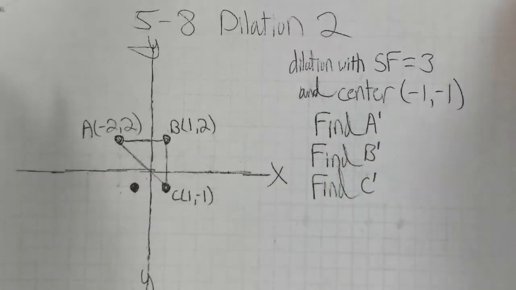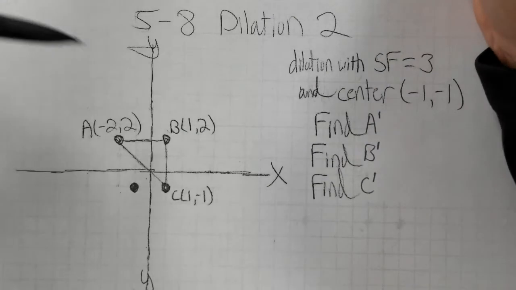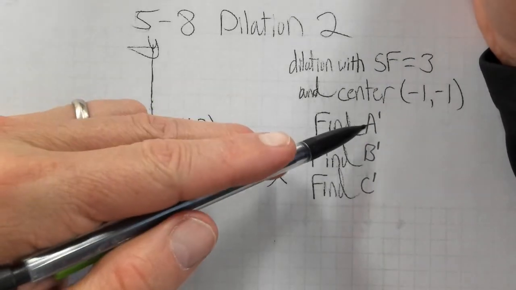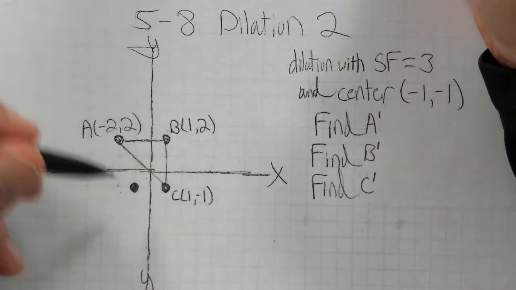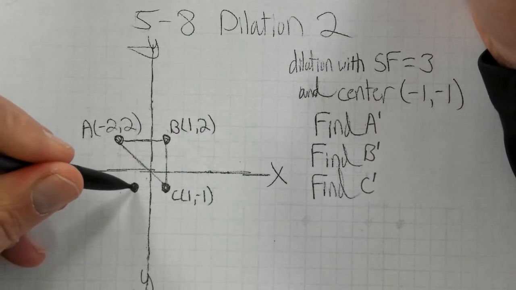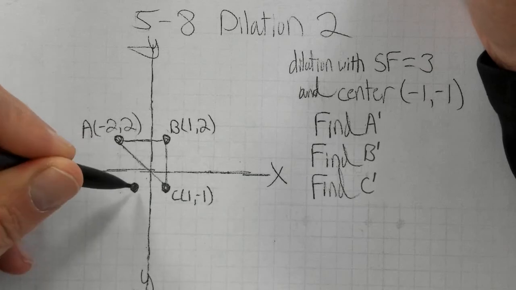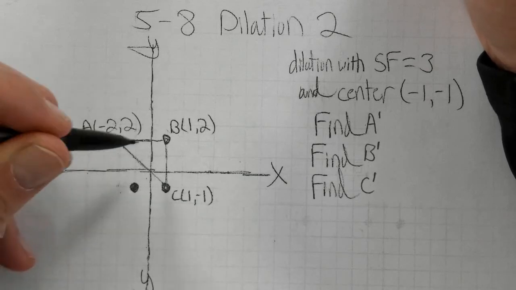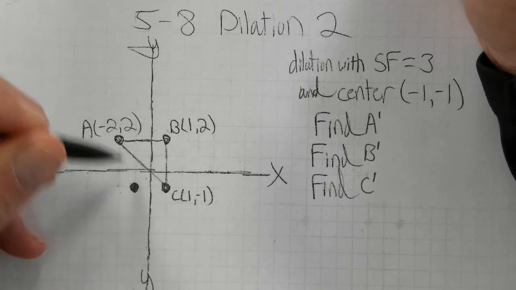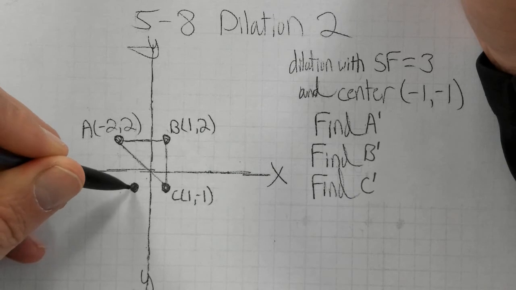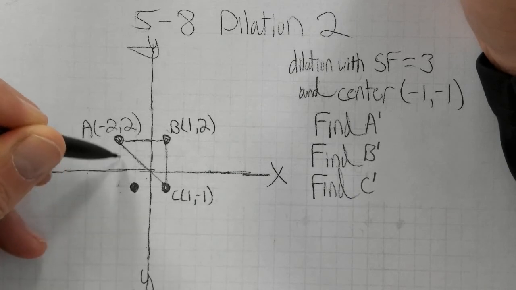Let me see here. Alright, so the first one that we want to do is A prime. And again, remember, make sure you're starting from the center of dilation. Very important. Make sure you start all your counting from there. If you don't, you're going to throw the whole thing off. So how far is A away from the center of dilation? It's over 1 and up 1, 2, 3.